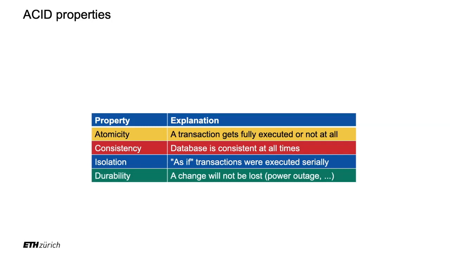And durability, D, just means that you're not losing changes, right? So if you wire money to your bank account, you don't want this change to be lost, right? So if you have a power outage, this also has to be backed up in the database and so on. So atomicity, consistency, isolation, durability, ACID, right?